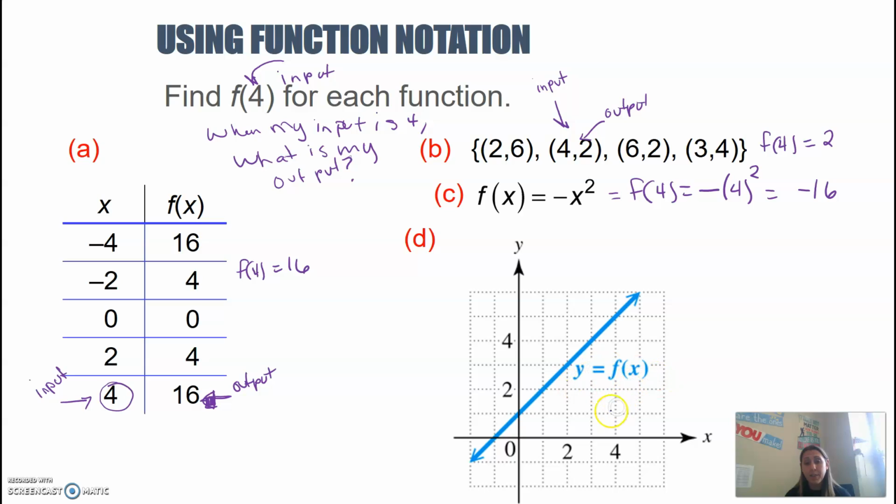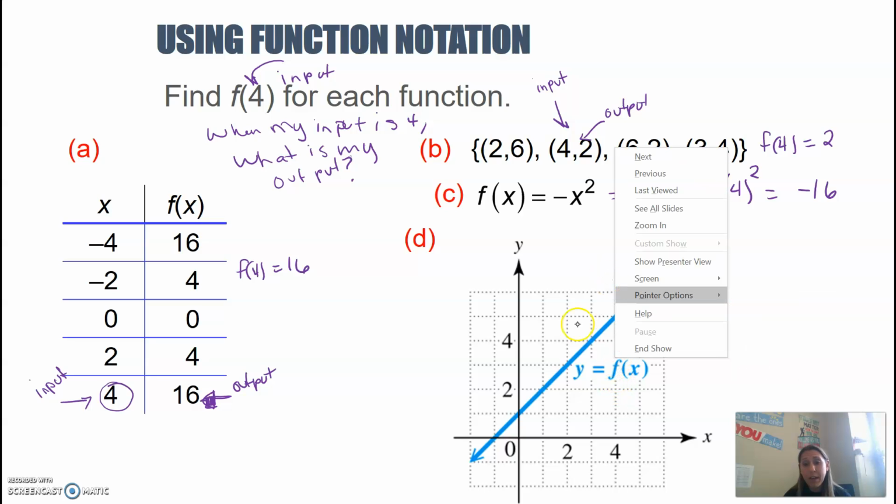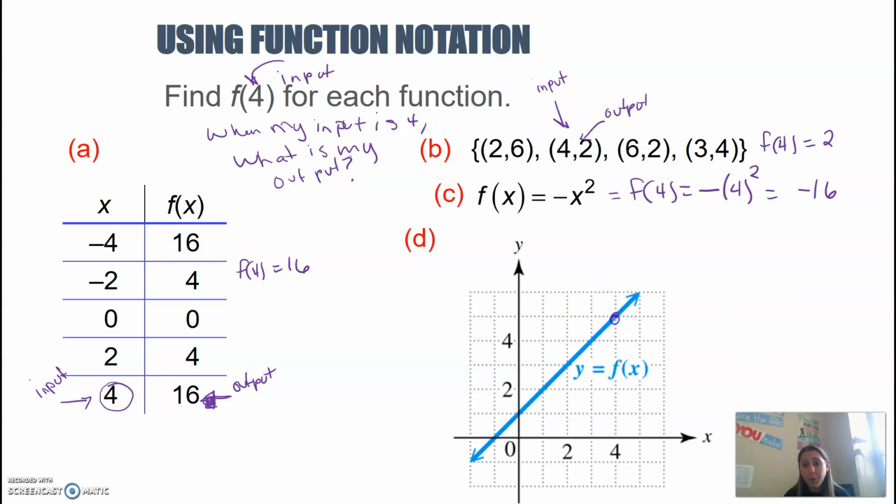And then this one is the same thing. This is my f of x. So I've got to find on the graph when my x is 4, my input is 4. So there's that point. So I've got 4, and my y is 5. So for this one, when f of 4, when my input is 4, my answer, my y, is 5.